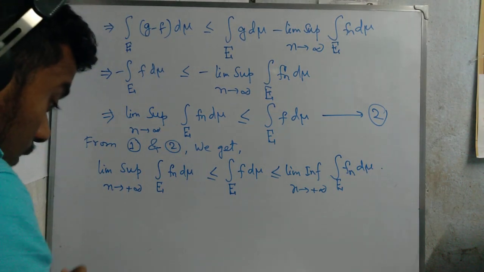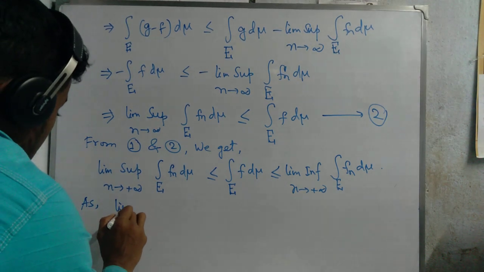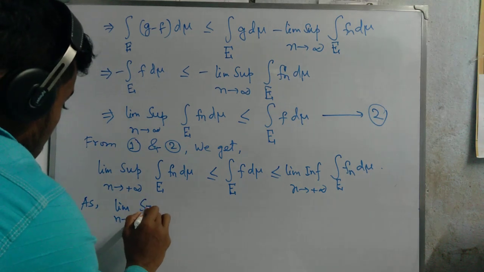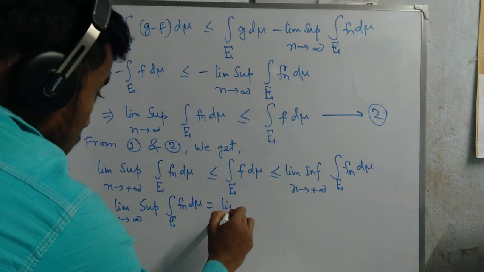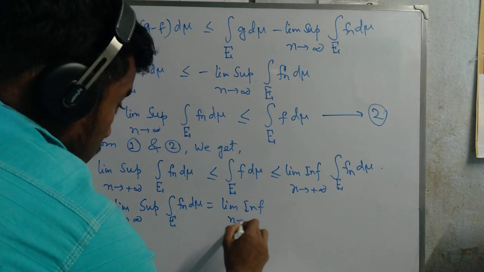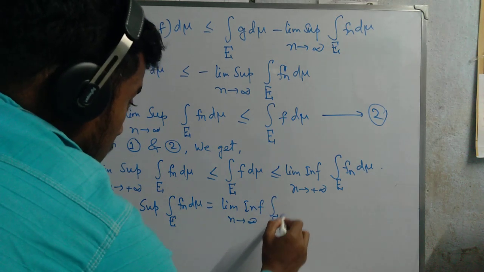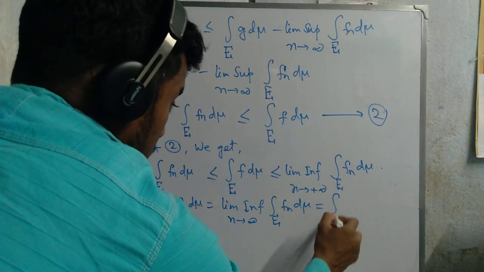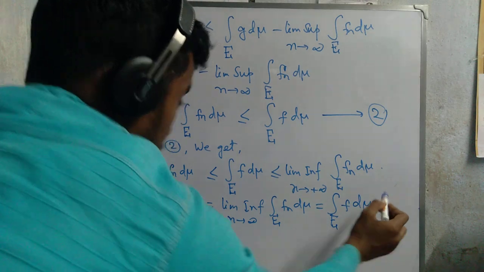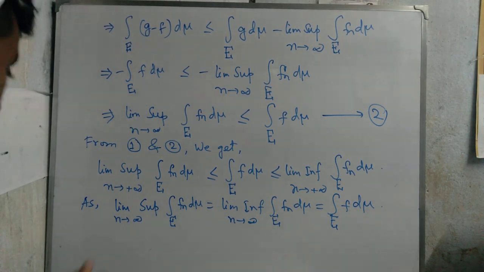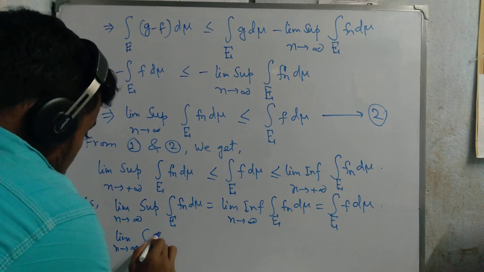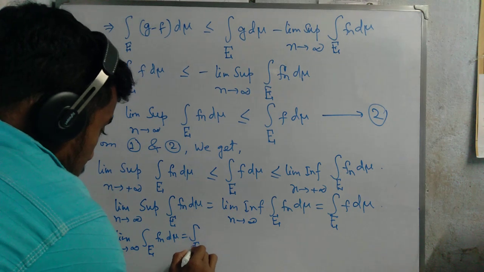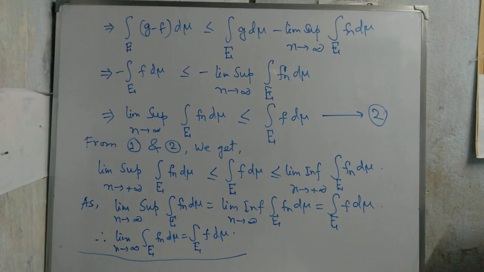Okay, now as the limit supremum as n tends to infinity of the integration over E of f_n dμ is equal to the limit infimum as n tends to infinity of the integration over E of f_n dμ, which is equal to the integration of f dμ. Okay, so what do we get? We get the limit as n tends to infinity of the integration over E of f_n dμ equal to the integration over E of f dμ. Okay, this one is the required result.